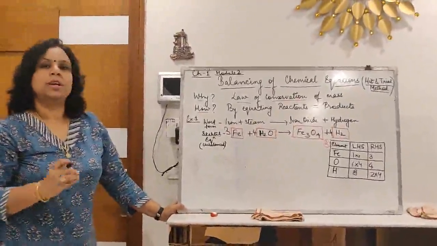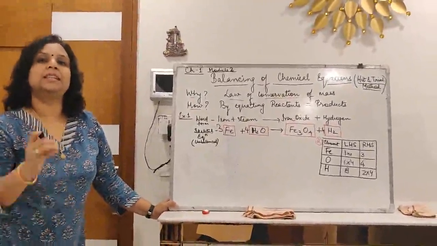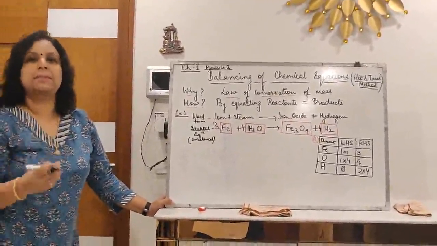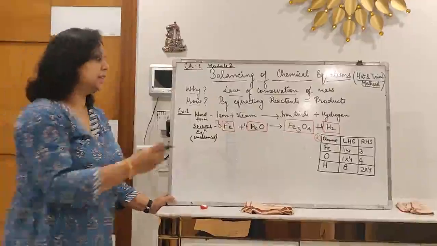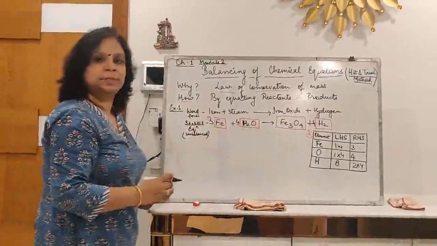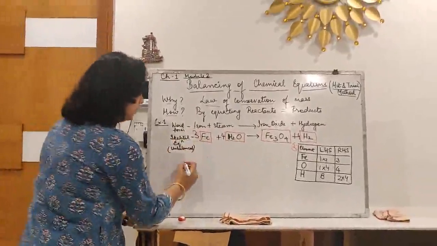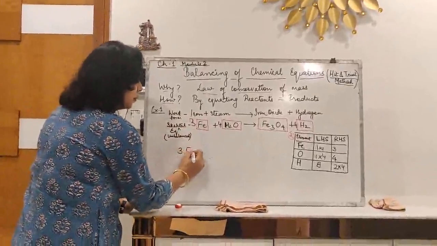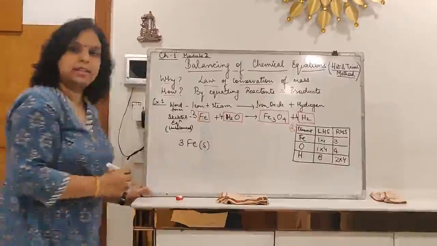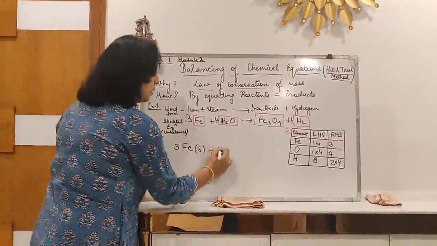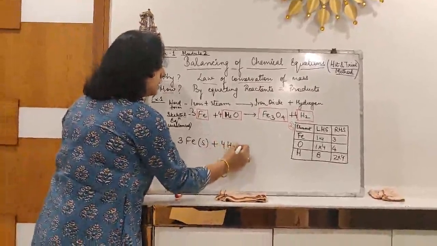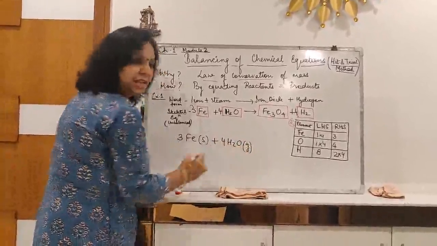Now we need to add the physical state. This is step 4. Physical states of all the reactants and products. Like, iron is a solid. This is steam, so I will write G.